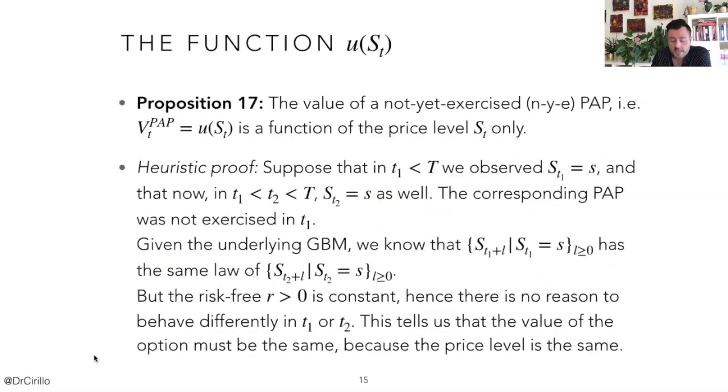Now, let's start with a proposition, proposition 17, that tells us the following. The value of a not yet exercised perpetual American put, that is V_t^PAP, is equal to u(S_t). This is another way of saying that the value of a not yet exercised perpetual American put is just a function of the price level. Now, in order to prove that, you can be very rigorous, or we can just show a very simple heuristic proof. Let's do the second for a matter of time. But if you want to be more rigorous, you can find that in many books like those that we have been suggesting in the course.